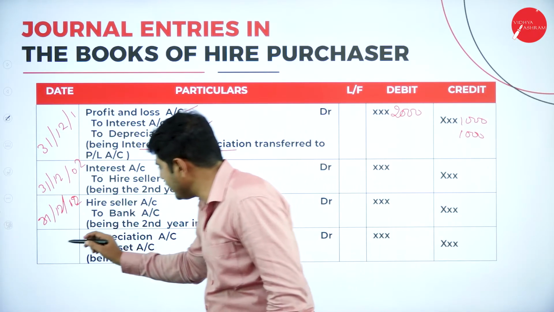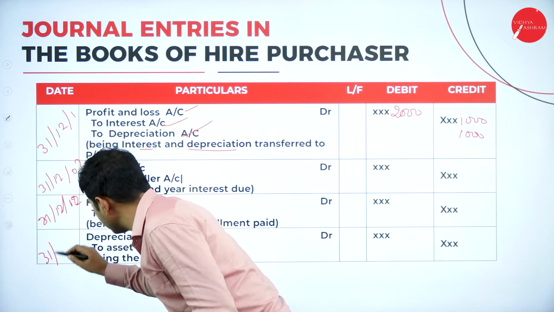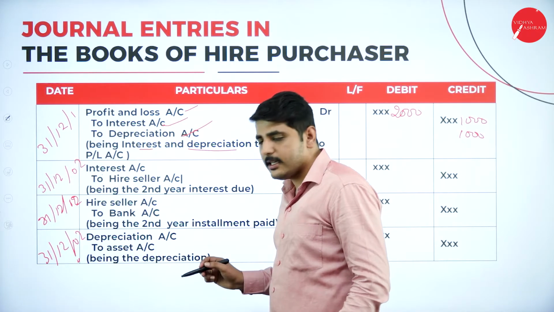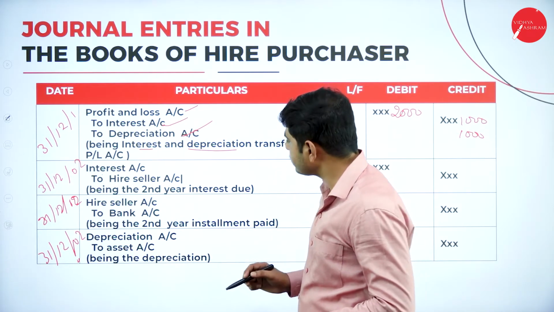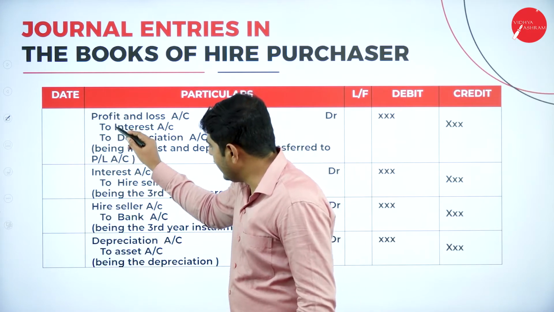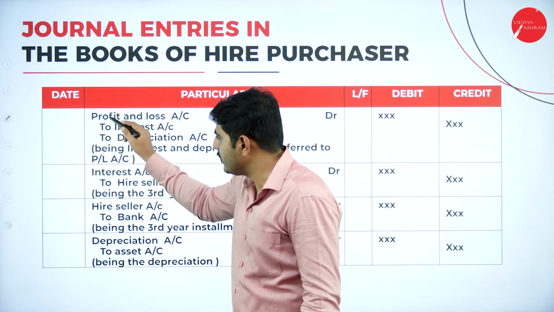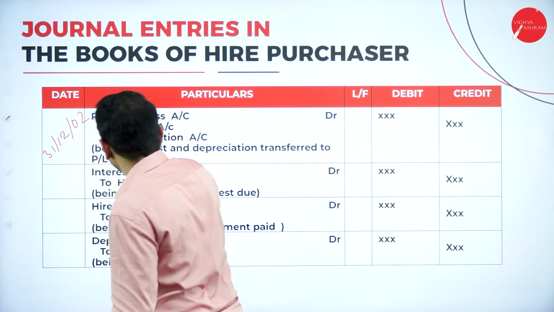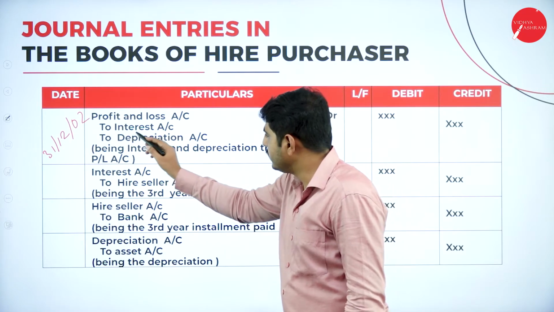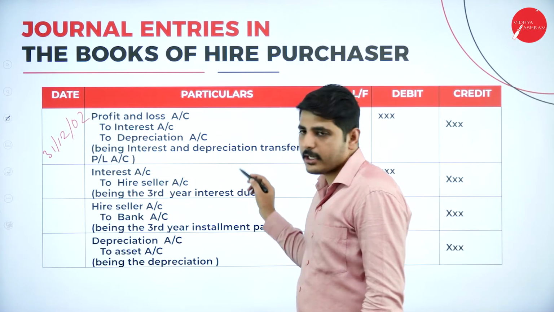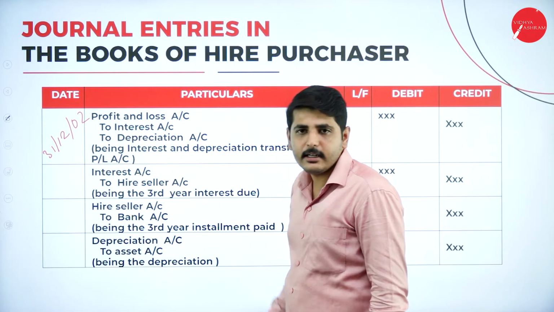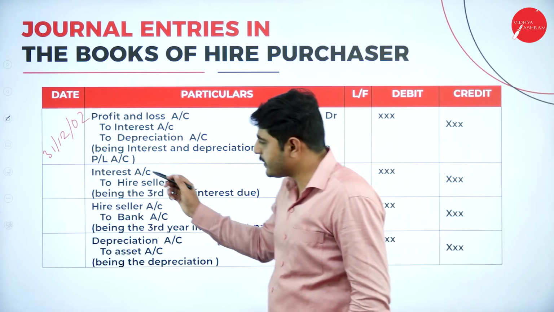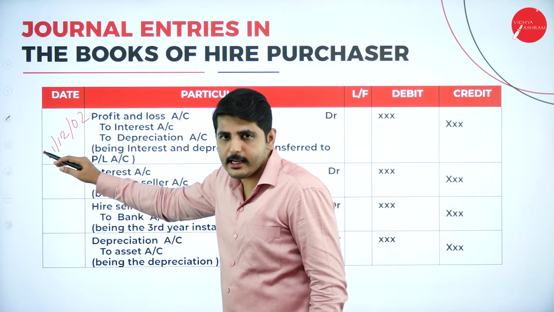Again for depreciation, 31st December second year, depreciation account to asset account, being the second year depreciation charged. Next one, the same second year depreciation and second year interest should be transferred to profit and loss account. 31st December second year, profit and loss account debit to interest account, to depreciation account, being both interest and depreciation transferred to profit and loss account. This is the 4 entries, second year is completed.